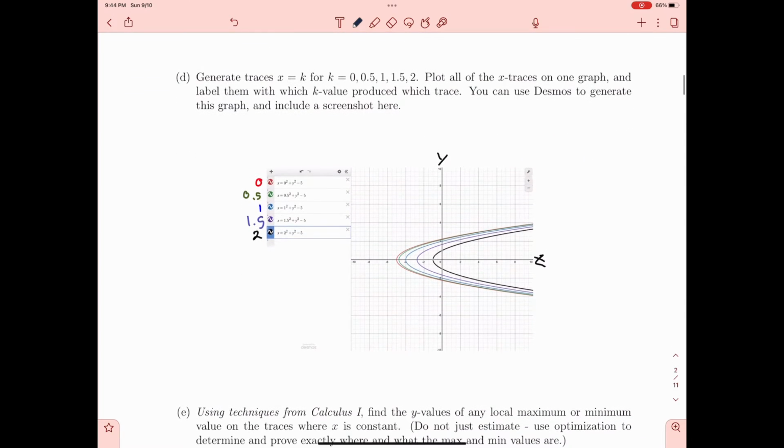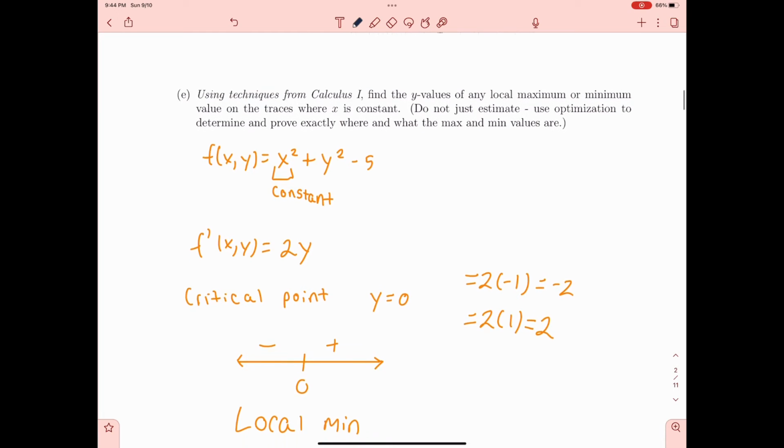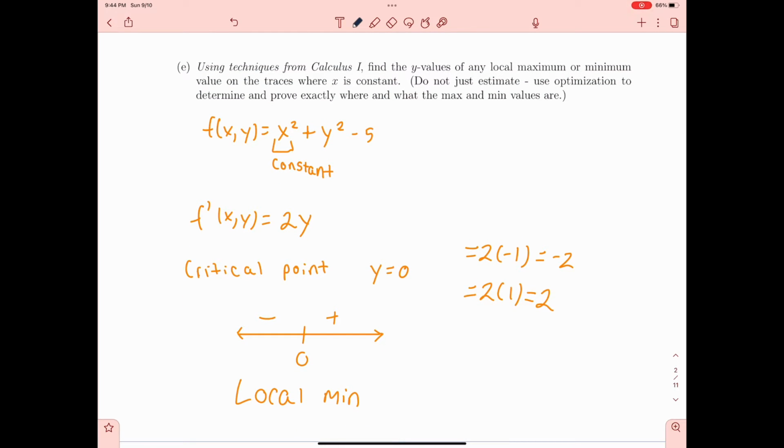So the next task would be to make traces by fixing the x value. So you can see here they are color-coded with the respective value, and the axes are labeled. So the next task would be to estimate where the y values would have a local max or a local min. To do this, we take the derivative of the function with respect to y holding x constant, and that gives us 2y. So to find out what this critical point is, we set 2y equal to 0, and then we divide 2 over, and that gives us the critical point y equals 0.